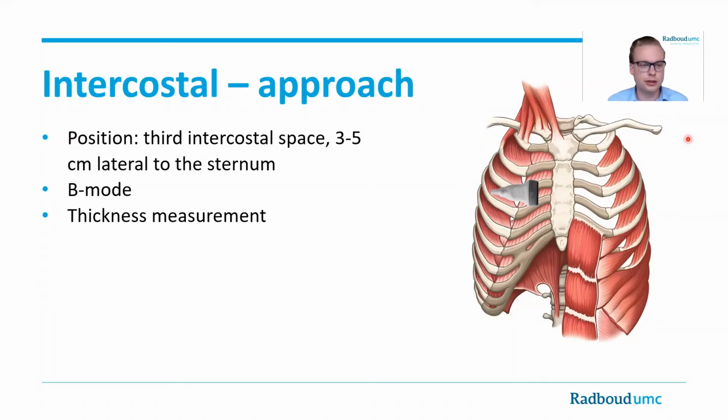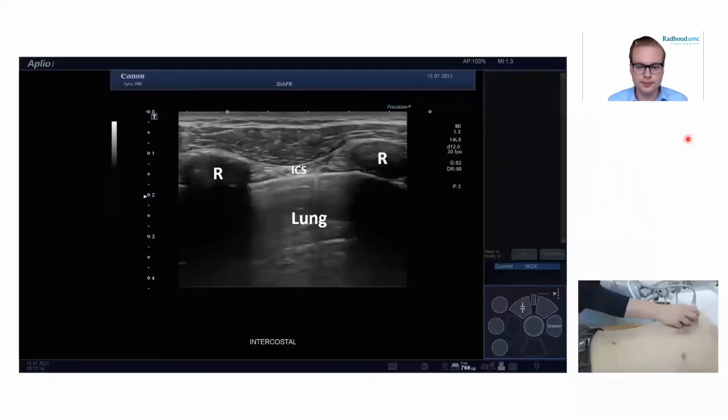You can visualize the intercostal muscle basically anywhere on the rib cage. But we choose to visualize the parasternal intercostal muscle, as this is of purely inspiratory action, in contradiction to the rest of the rib cage, where the intercostal muscles are of mixed inspiratory and expiratory action. What we choose to do is to position the ultrasound probe at the third intercostal space, 3 to 5 centimeters lateral to the sternum, and in B mode we can measure the thickness of the intercostal muscle.